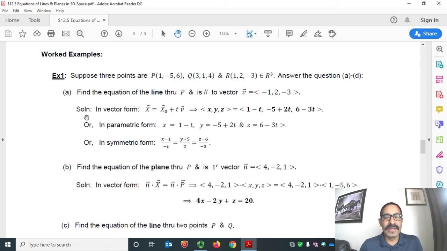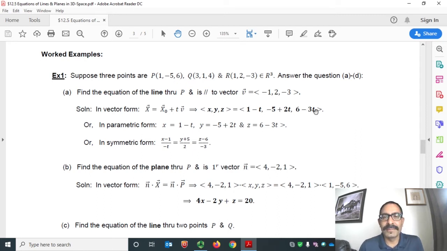Solutions in vector form. This is the formula: vector x equals vector x0 plus t times vector v, where x is the position vector of an arbitrary point, x0 is the position vector of the given point, and vector v is given to us. t is some scalar, t belongs to R. Then (x, y, z) equals, the point is here P, so (1 minus t, minus 5 plus 2t, and 6 minus 3t).